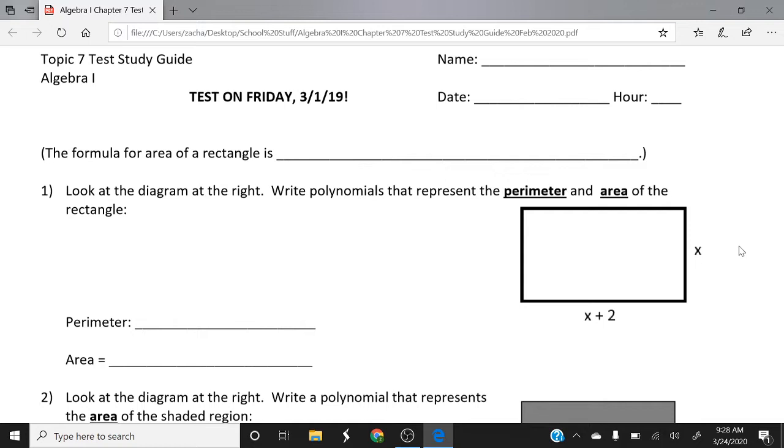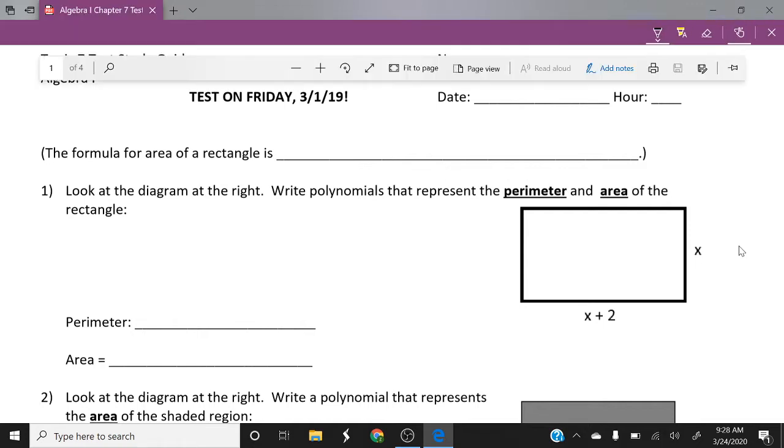But this is one of the chapters that we kind of struggled on a bit more, so we're going to be working on this one. And the very first thing before we even start is it says the formula for area of a rectangle is, well, we know the area equation is length times width.